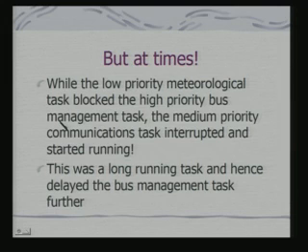But at times, while the low priority meteorological task blocked the high priority bus management task, the medium priority communications task interrupted and started running. It can start running and do jobs for which it does not require information bus access. This was a long running task and hence delayed the bus management task further. As long as it is not requiring information bus access, it can continue to run, and it is basically managing the communication link with the earth station.